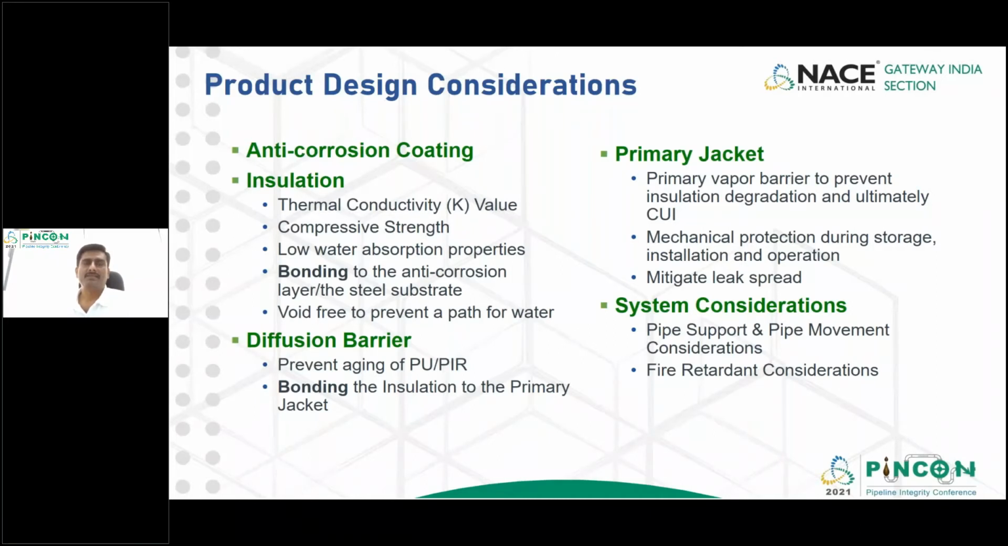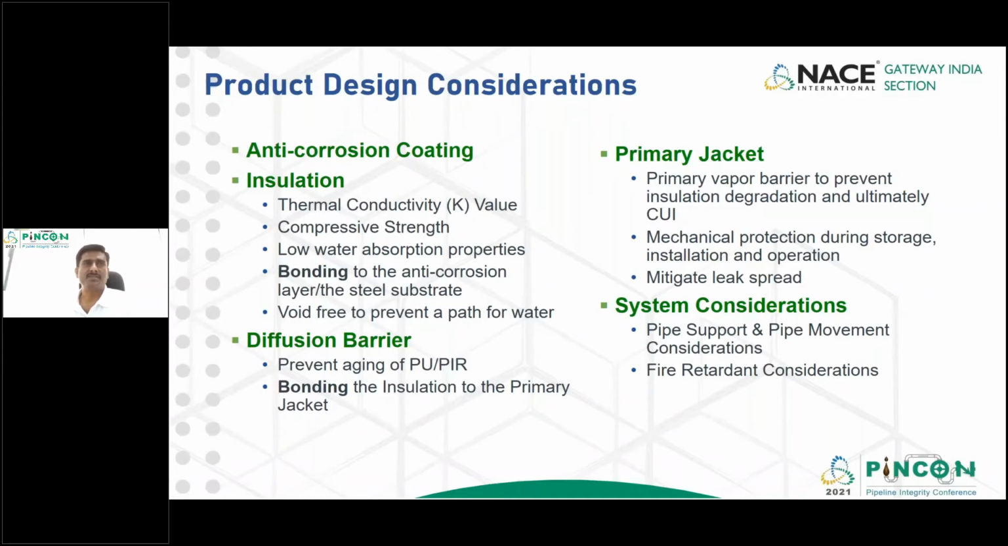Third, the diffusion barrier: a 3-layer co-extruded polymer, PE, aluminium, PE, when corona treated, aids in preventing thermal aging and bonding of PUF with the outer protective jacket. The fourth one is the primary jacket, a vapor barrier to prevent foam degradation and leak spread, and to provide mechanical strength during storage, handling, installation and operation.